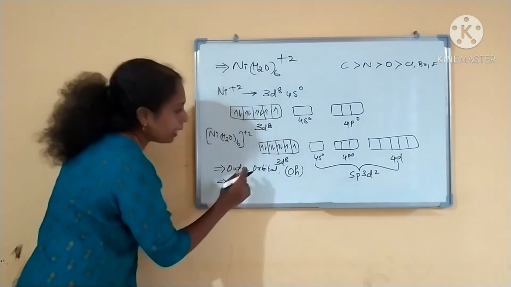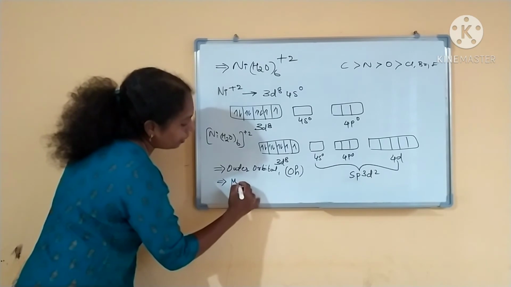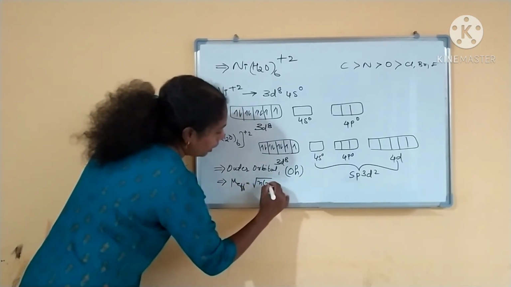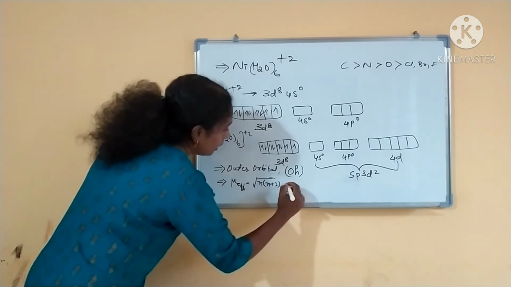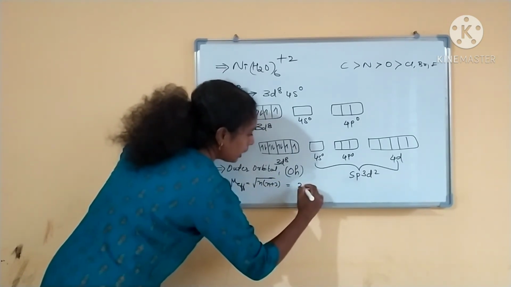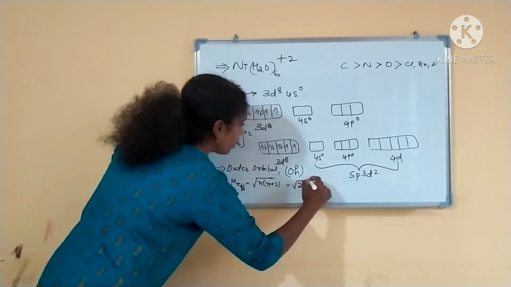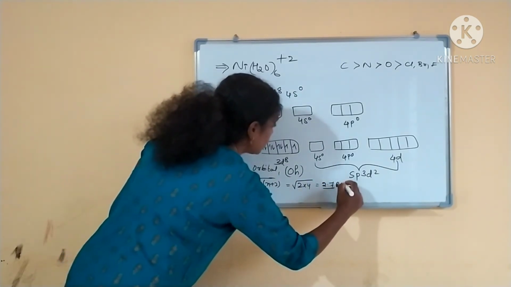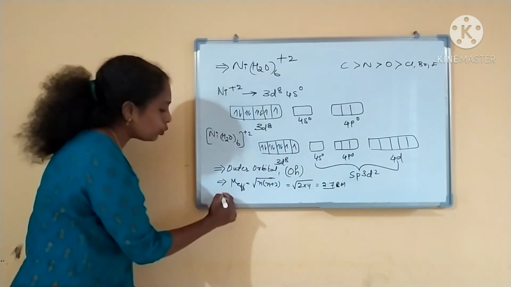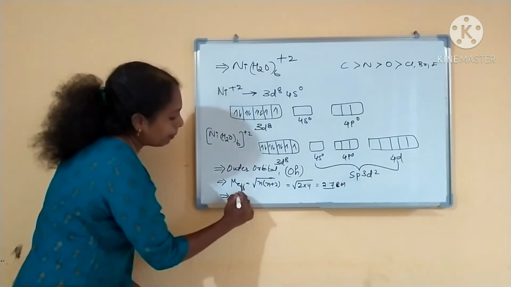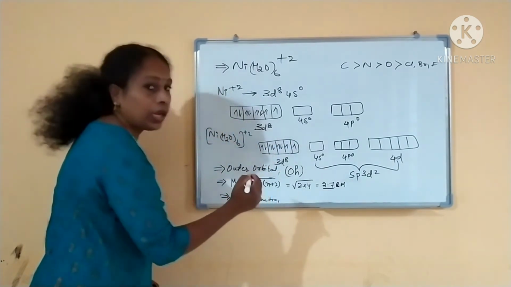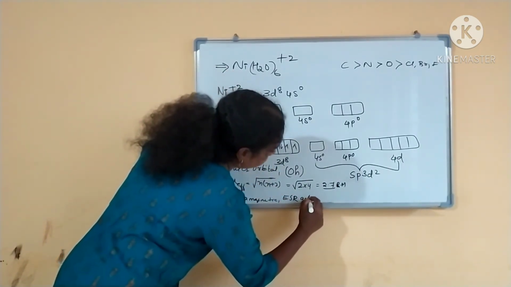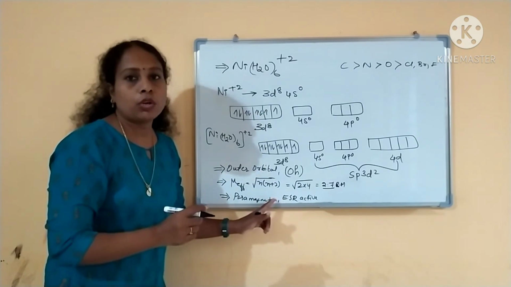And what about the magnetism? It has a mu effective value of root of n into n plus 2 that you have to calculate. Since there are 2 unpaired electrons, 2 into 4, it will be 2.8 Bohr magneton, right? This is the magnetic moment. Since there are 2 unpaired electrons, it is paramagnetic in nature, and it is ESR active. So this is an outer orbital complex.